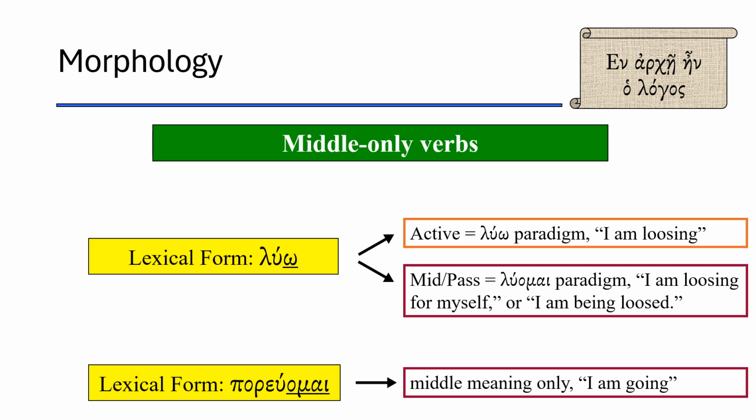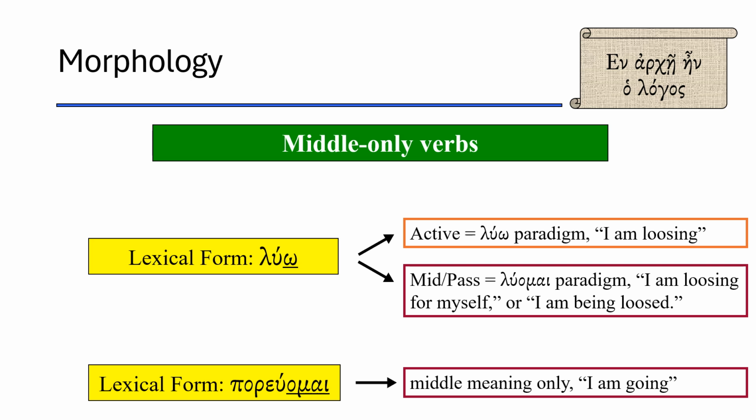So if you have a lexical form that ends in an omega like luo, you could have the active paradigm using the omega present active endings. For luo to be passive, something is being loosed, you would use the middle passive omai ending.